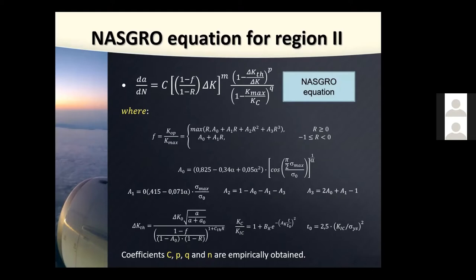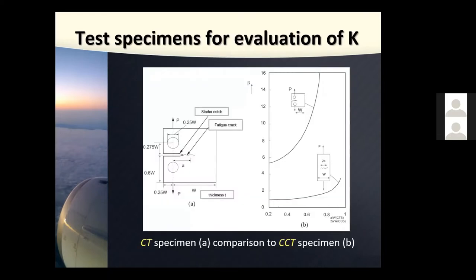So my point is that we don't have one equation for evaluation of region two, but the Paris equation is the oldest, and still widely used for evaluation of fatigue life. And usually when we say fatigue life, we mean number of cycles to final failure.